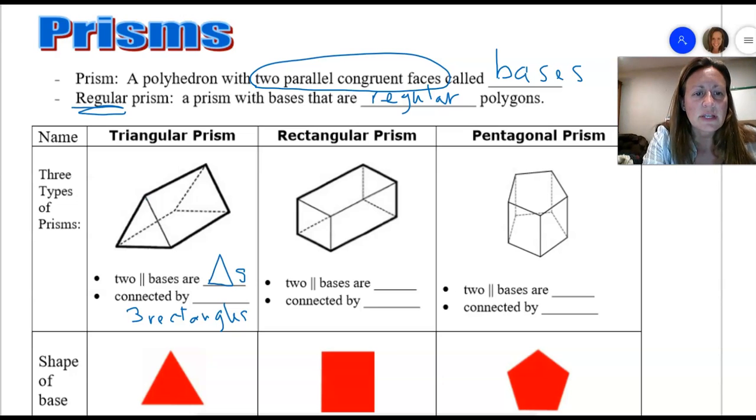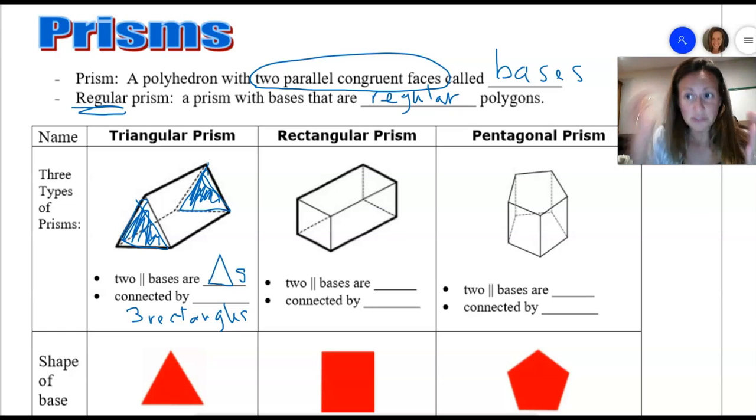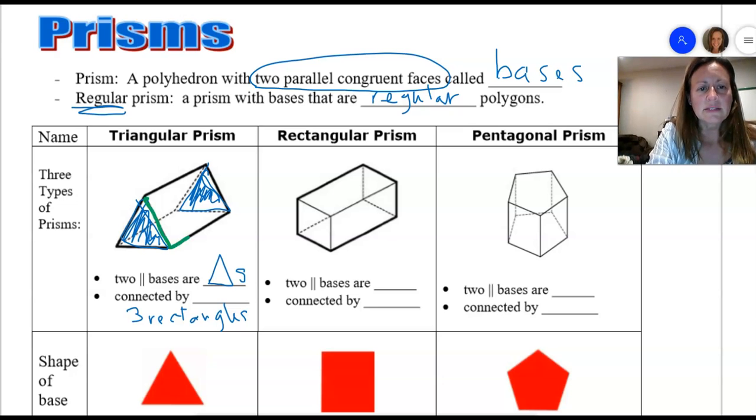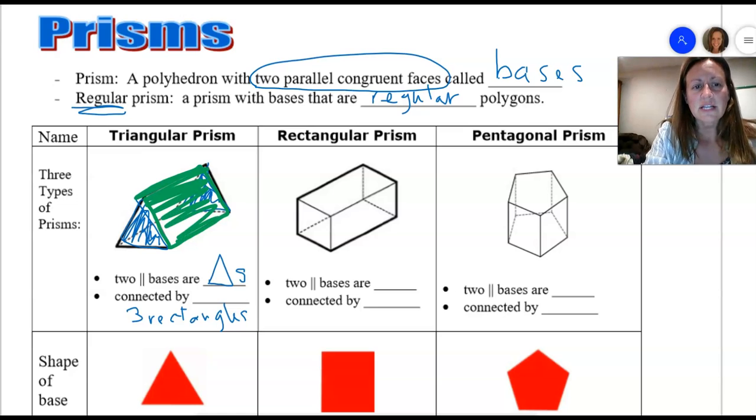So here is a triangle base and here's another triangle base. Those 2 triangles are congruent to each other and they are parallel to each other. They are sitting in such a way that they will never touch each other. They are parallel. Notice that the other faces, and I'm just going to change my color here to point them out, this face is a rectangle. And it's actually not parallel to any other face.